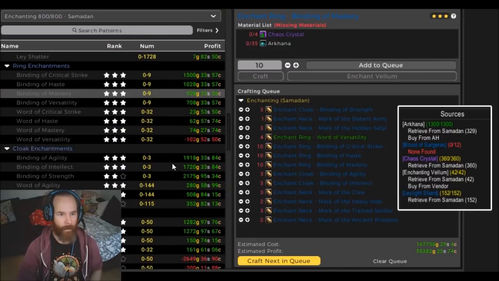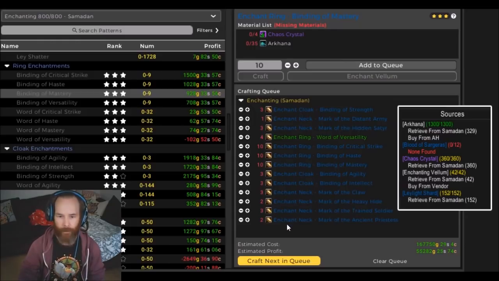Now you can see here, these are the profits of a typical snapshot of where I'm at with all the enchants. We've got some really nice profits on the rings, some really nice profits on the cloaks, and a few on the necks. A big thanks goes out to Severi for resetting the market on all of these to push all the profits really high. Without that, I think we would have been really struggling to make a profit.